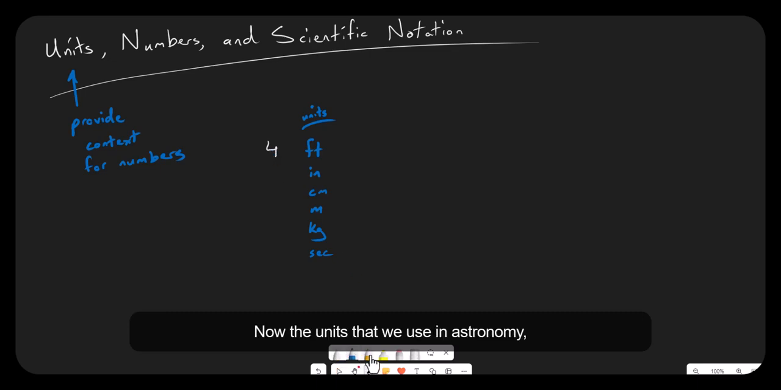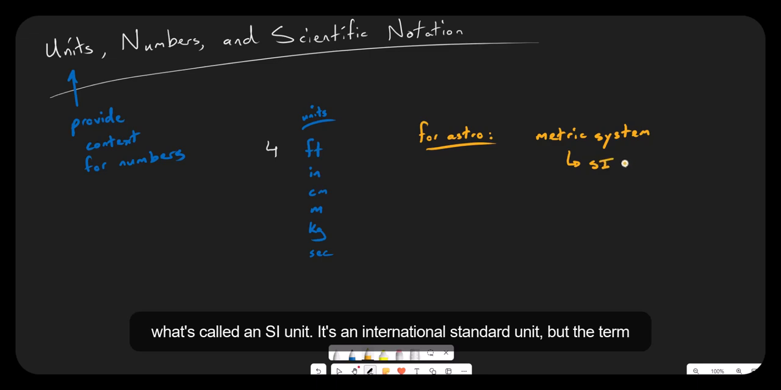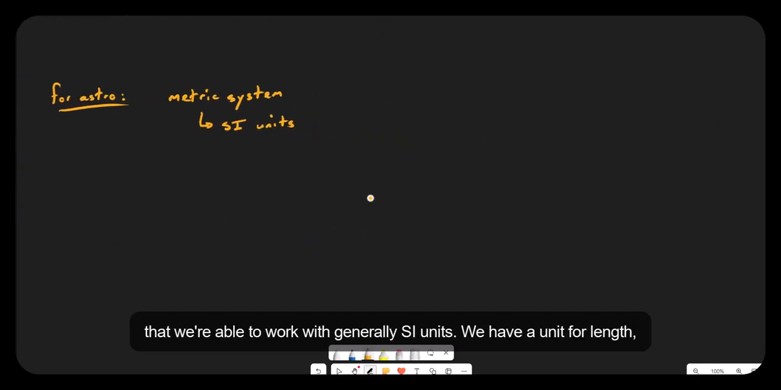Now the units that we use in astronomy, we generally use a metric system. And the metric system has what's called an SI unit. It's an international standard unit, but the term isn't in English, so it's standard international units. So these have a baseline that we're able to work with.